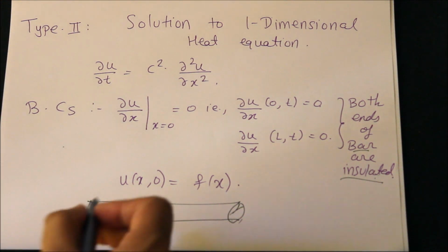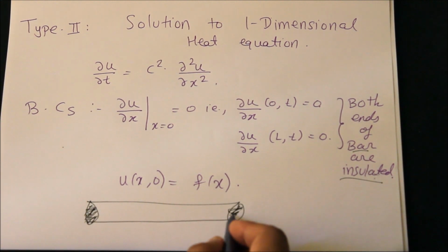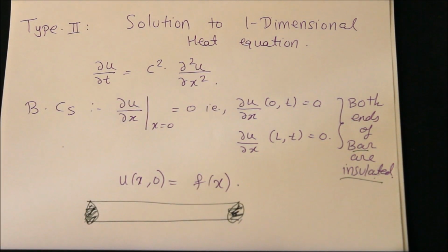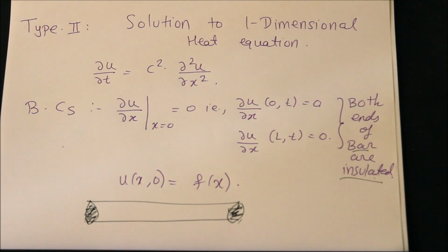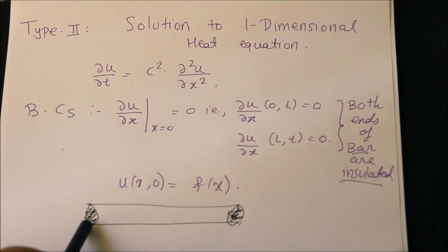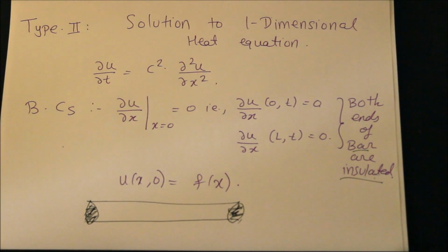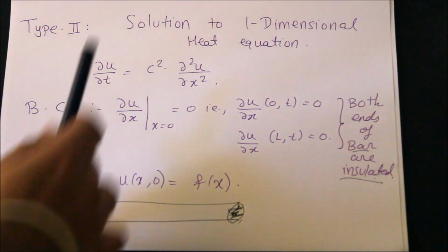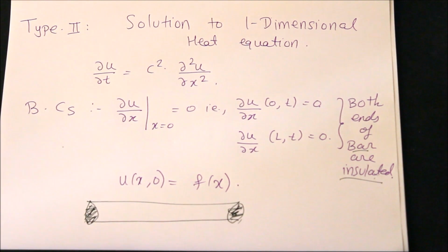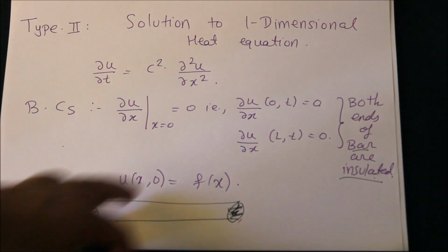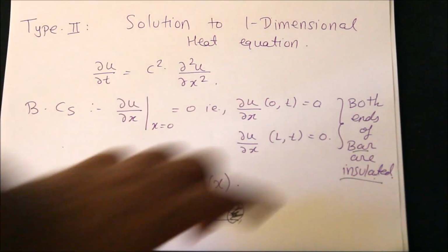That means there is no flow of heat from the end points. From here there is no flow of heat, and from here also there is no flow of heat. Laterally it is insulated, no doubt, but from the ends also the bar is insulated. So there is no flow of energy. That implies that u with respect to x at 0, the rate of change, is 0, because there is no passage of heat. Here also there is no passage of heat, so the rate of change will be 0.